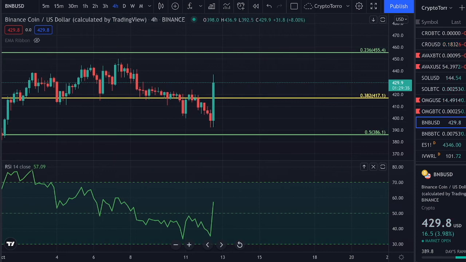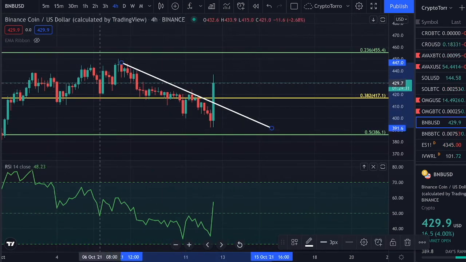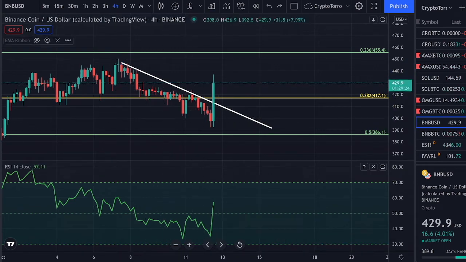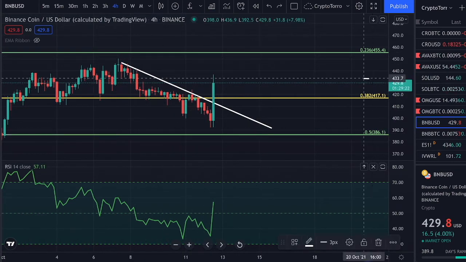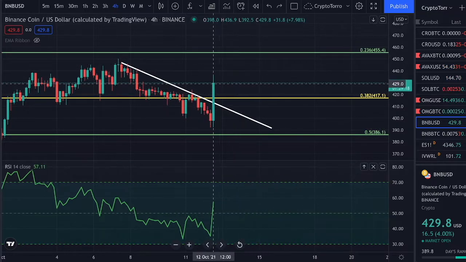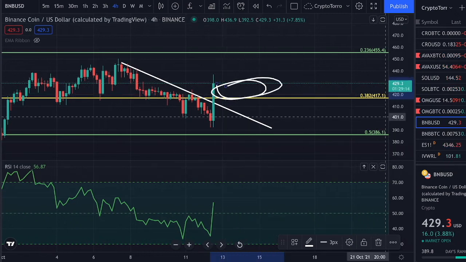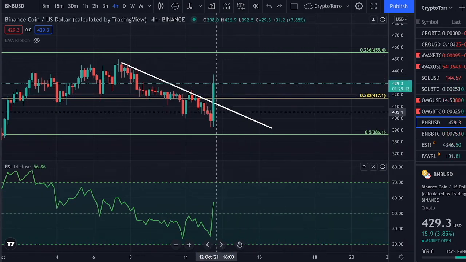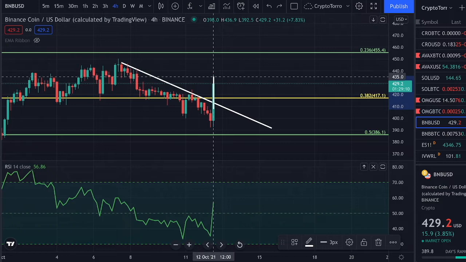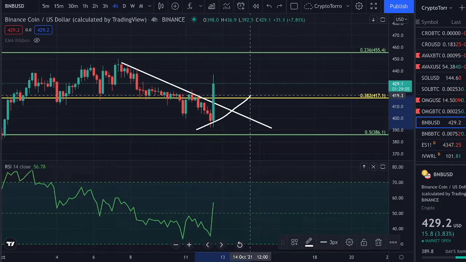Also, what is very important on the 4-hourly time frame, we broke this downtrend. We are breaking this downtrend so far. We are above the 0.382 at $417. I think perhaps during the next 4-hourly candle, we are going to need to see a close above the 0.382 Fibonacci, due to the fact that if we see the next candle head straight back down, that would be quite unfortunate for the overall movement towards the upside.